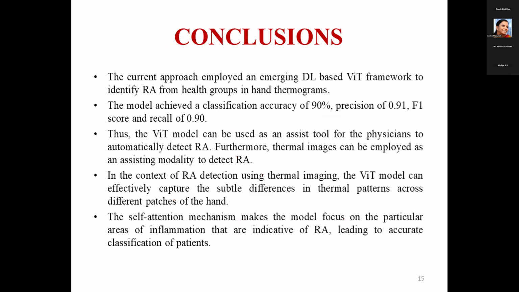Coming to the conclusion, here we have employed an emerging technique, that is the ViT transformer, to identify RA from healthy groups in hand thermograms. We achieved an accuracy of 90% and precision of 0.91. Thus, the ViT model can be used as an assist tool for physicians to automatically detect RA. Furthermore, our thermal images can be employed as an assisting modality to detect RA.